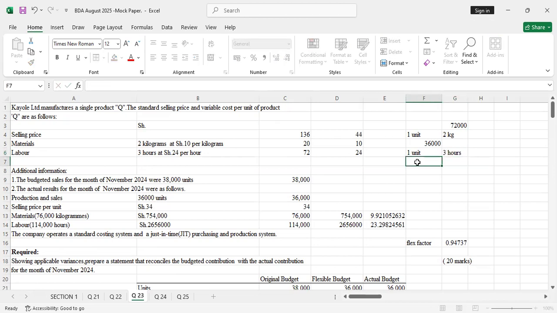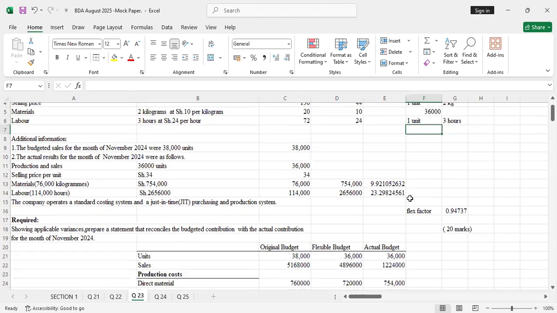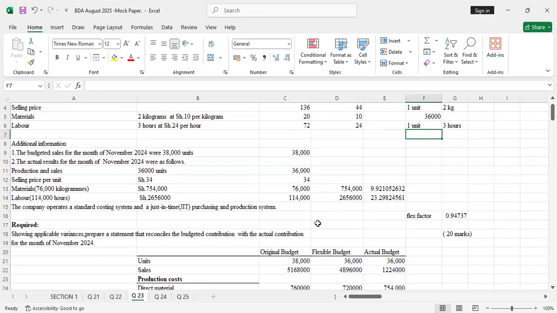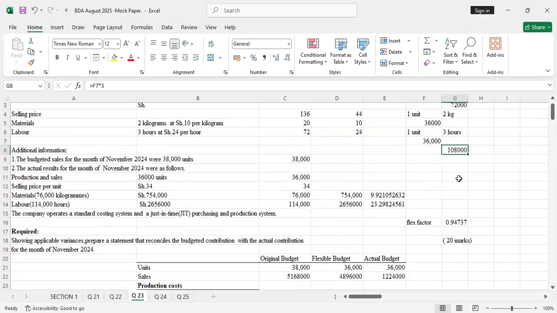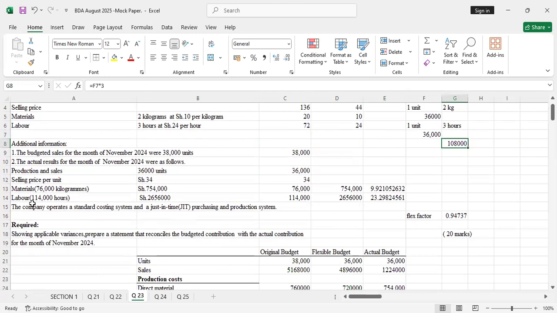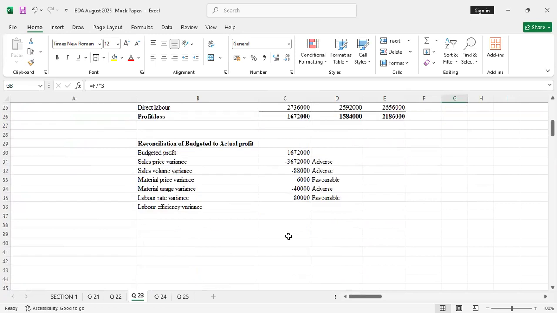Then you ask yourself, what about the actual number of units? The actual number of units was 36,000. So what of 36,000 units? How many hours will they require? Simple as that. You calculate 36 times 3. The number of hours under the standard was 108,000, and the number of hours for actual was 114,000.